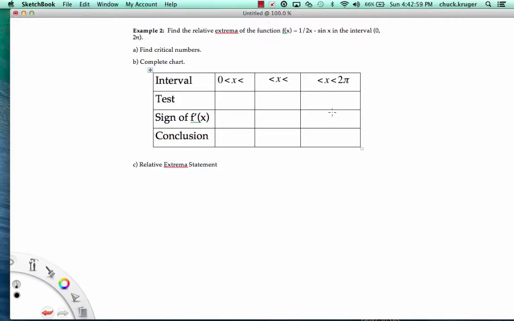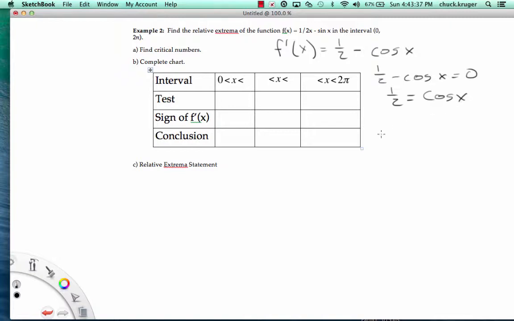We're doing a second problem in which we're finding relative extrema, and this time our function is f of x equals 1/2 x minus the sine of x within the open interval from 0 to 2 pi. Again, what we're going to do is find the derivative of f of x, and the derivative is going to be 1/2 minus the derivative of sine of x, which is the cosine of x. And we're going to take that derivative and make it equal to 0, and 1/2 equals the cosine of x.